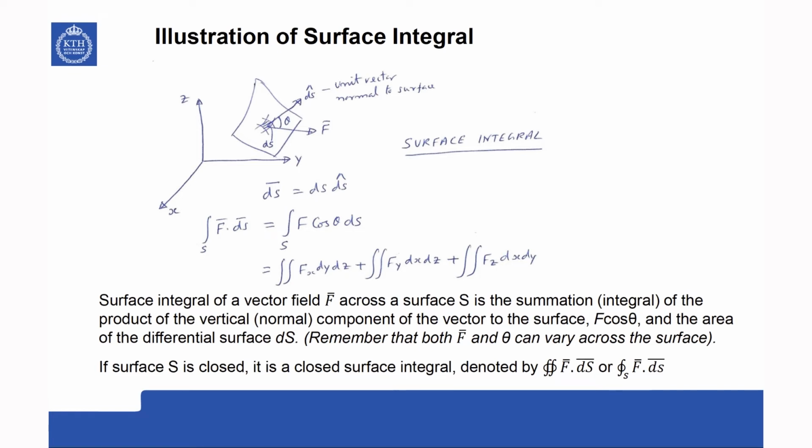So you are multiplying the component of the vector field F along the unit vector with the small elemental area, then summing it all up along the area. We need to do this summation or integral because both F and theta can vary across the surface. If surface S is closed, it is a closed surface integral, denoted by the integral of F dot dS with a circle symbol like this.